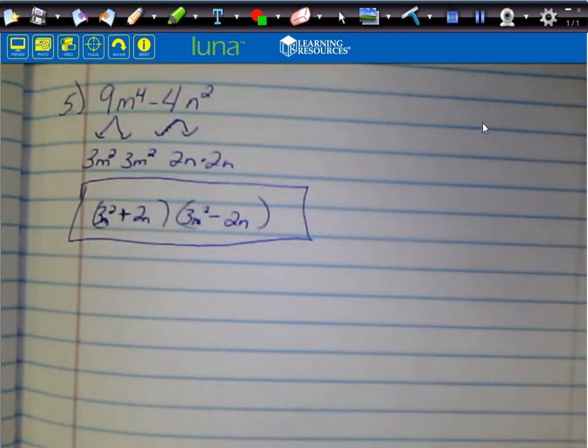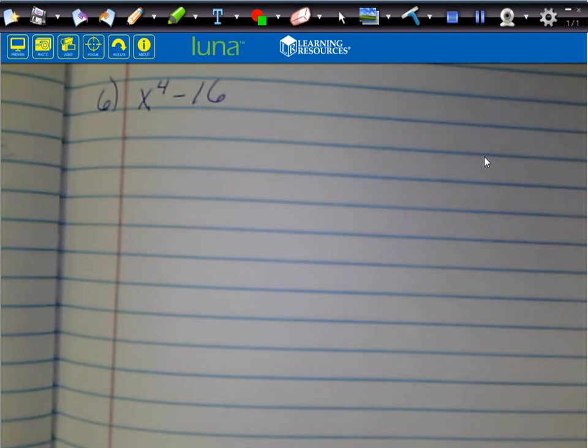Again, we're not going to take the time to check this one because we checked those first couple of ones. So please make sure you have the work down for that one before you move on. All right, go ahead and write down number 6. We have x to the 4th minus 16.